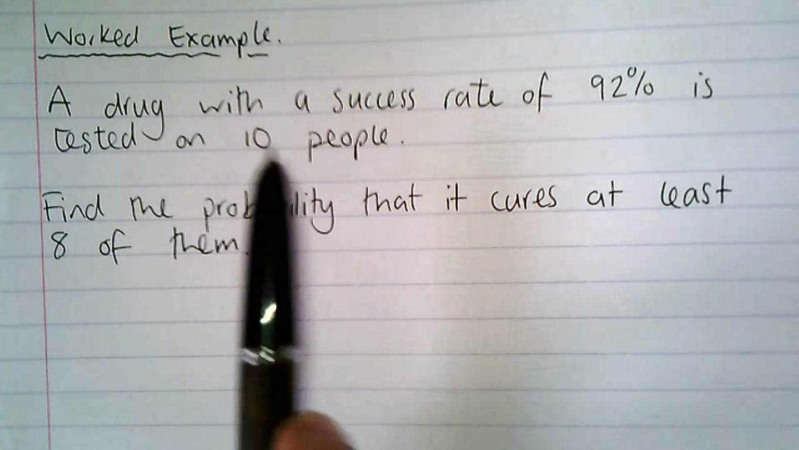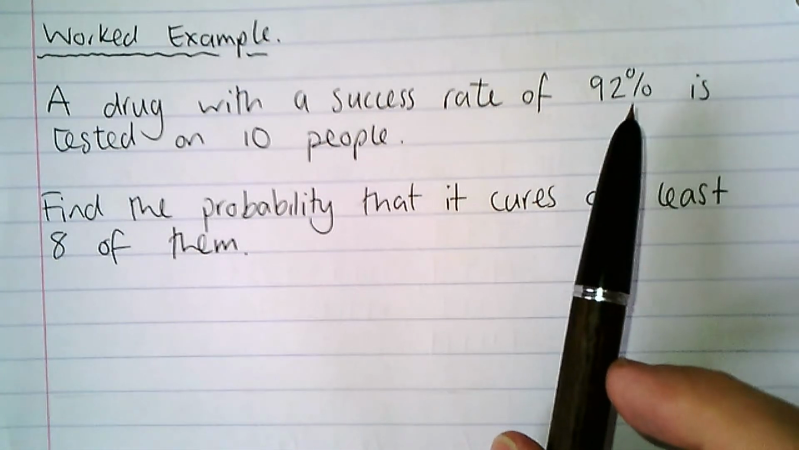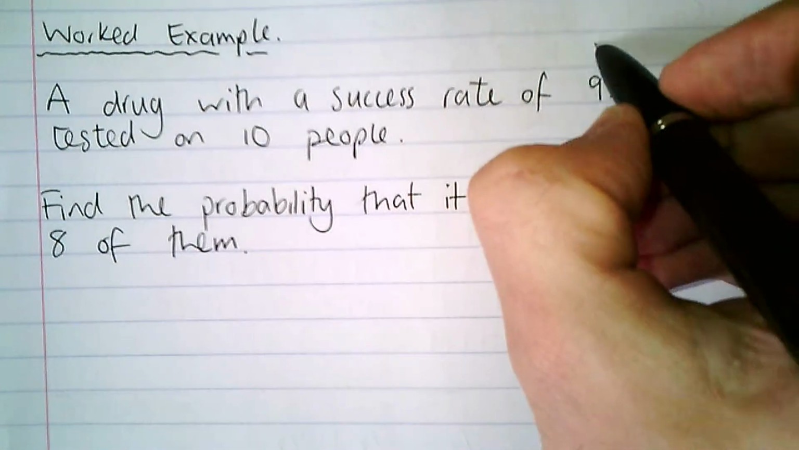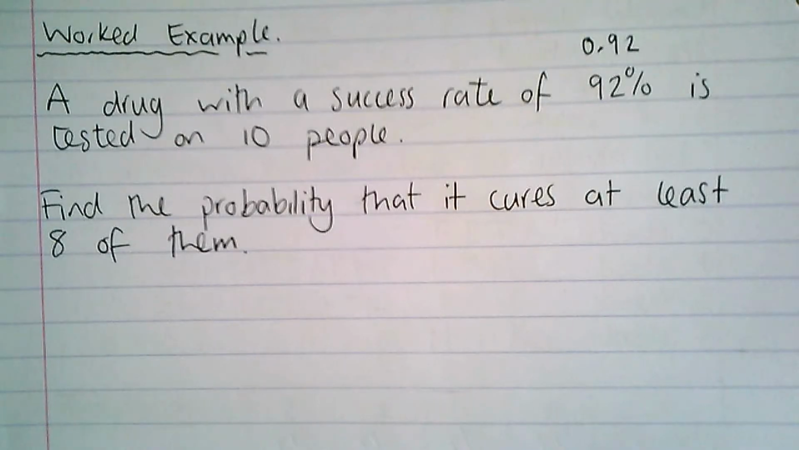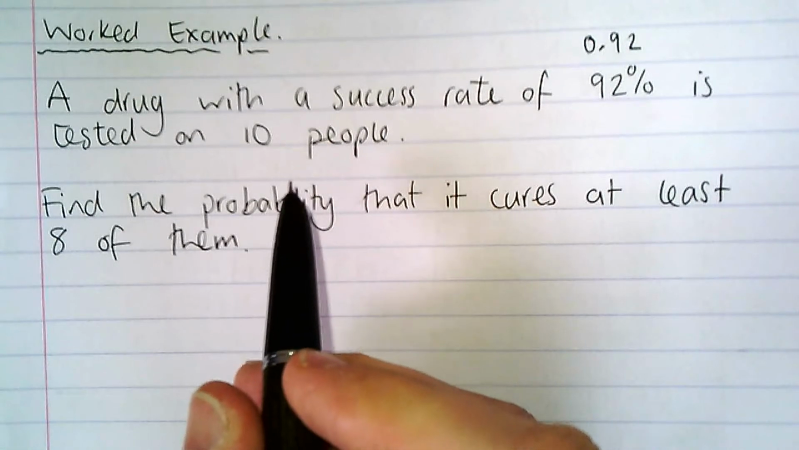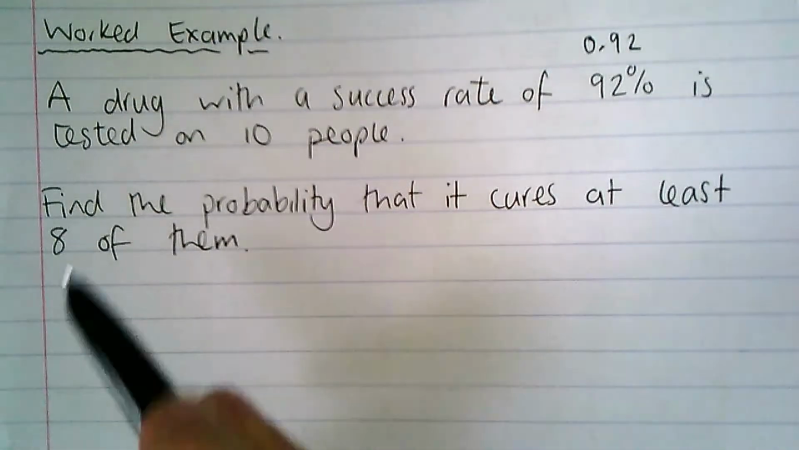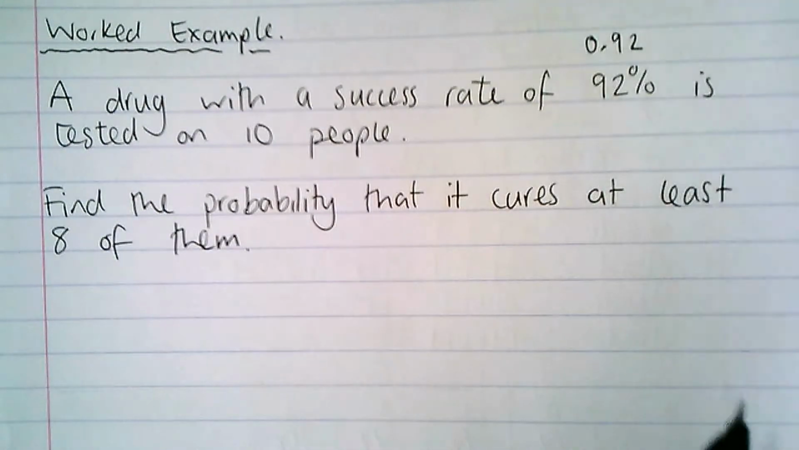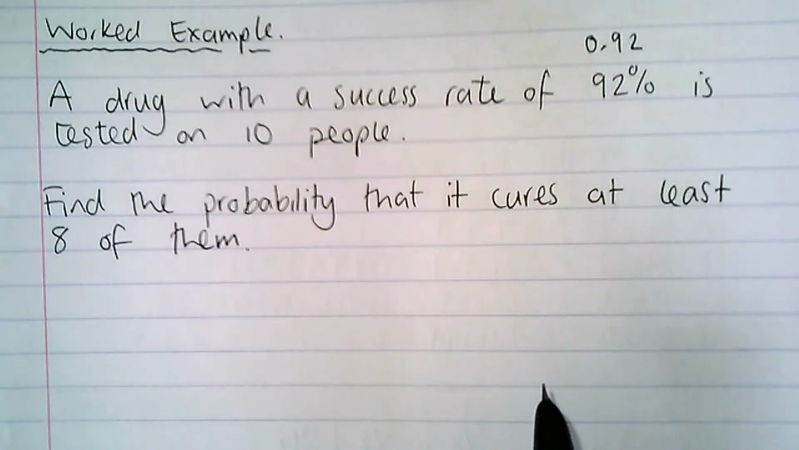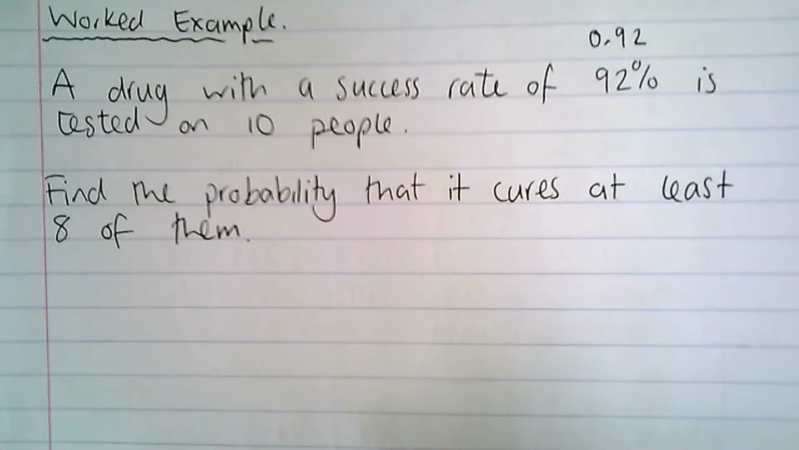So here we're testing a drug with a success rate of 92%, so that's a probability of 0.92, and it's tested on 10 people. So if I were doing a tree diagram here, I'd have 10 sets of branches going all the way along. It's going to be very complicated. No point trying to draw that kind of thing out. We need to make sure that we're using our numerical methods for this.